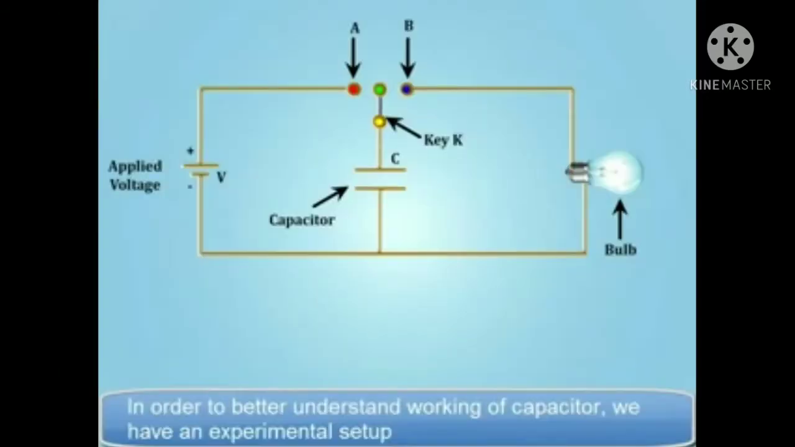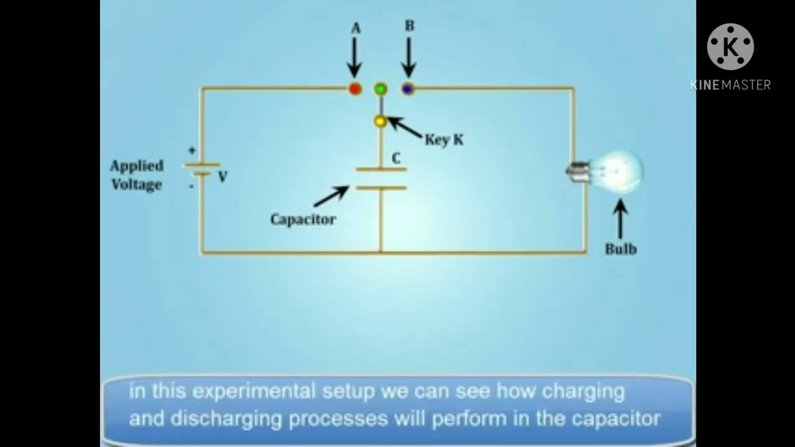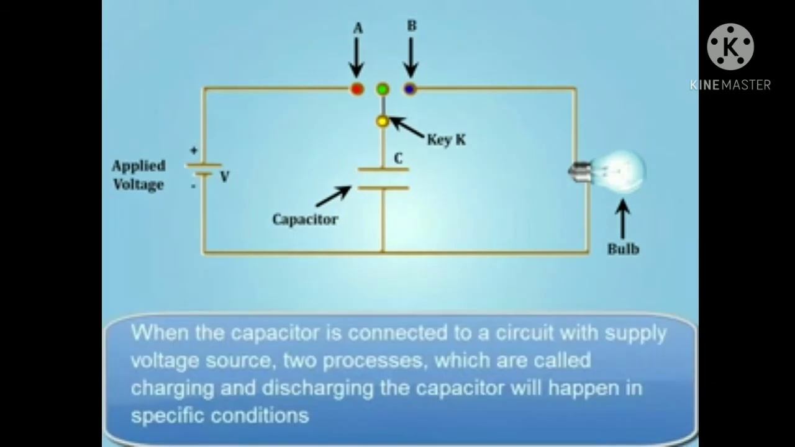In order to better understand the working of a capacitor, we have an experimental setup. In this experimental setup, we can see how the charging and discharging process will perform in the capacitor. When the capacitor is connected to a circuit with a supply voltage source, two processes, called discharging and charging of the capacitor, will happen under specific conditions.